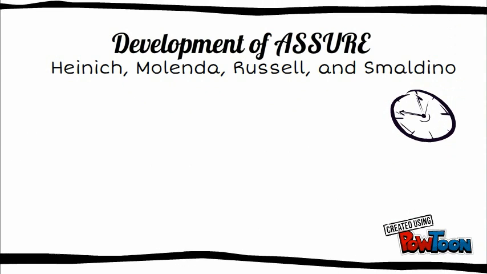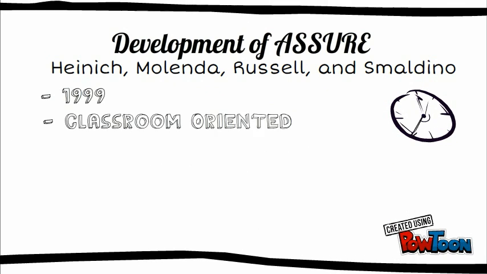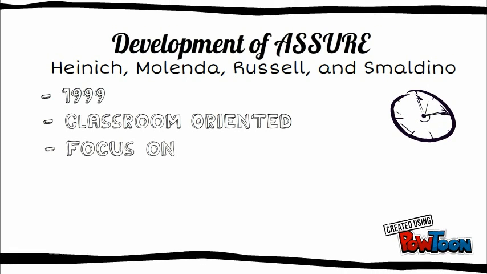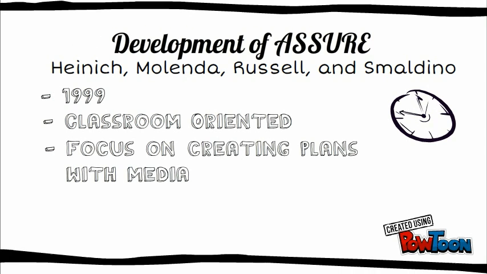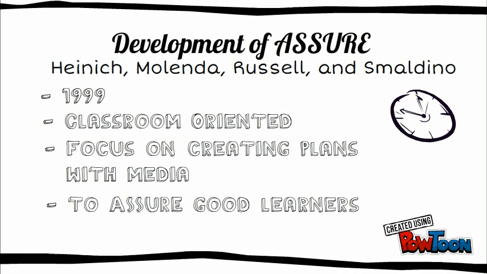Before we look closer at each step, let's take a moment to look at the development of the ASSURE model. Developed in 1999, the ASSURE model is classroom-oriented with a focus on creating plans with media and technology incorporated to enhance instruction. The model was developed as a systematic way to assure good learners.